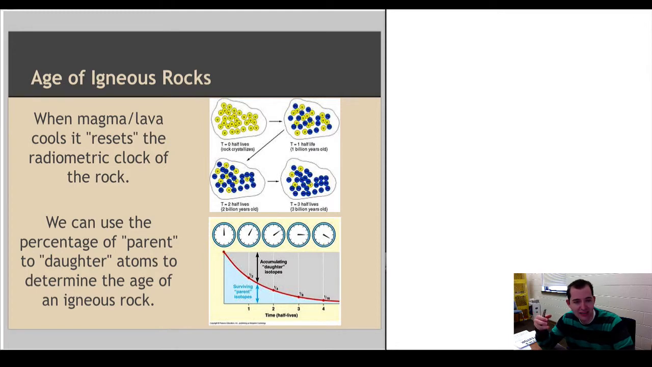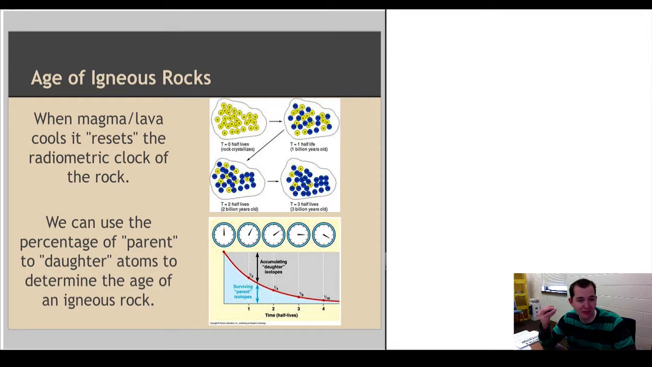And igneous rocks are unique in that they are primarily the only rock that allow us to determine the actual age of that rock. Our other types of rocks are sedimentary and metamorphic. Because of how they're formed, we can't figure out exactly when that metamorphic rock formed or exactly when that sedimentary rock formed, partly because of how they're made.